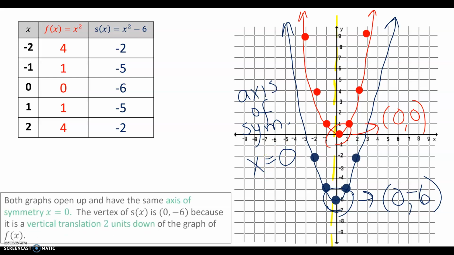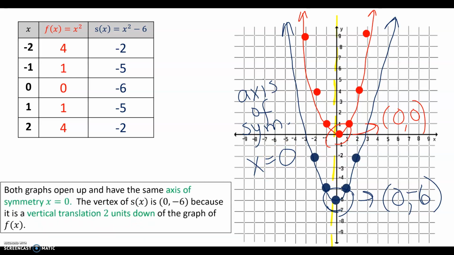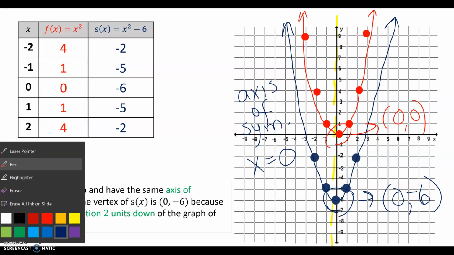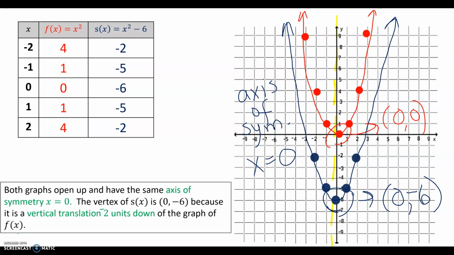So probably you can already guess it. This is what I'm going to write. Both graphs open up and have the same axis of symmetry, x equals 0. The vertex of s of x is 0, -6, because it is a vertical translation of 6 units down of the graph f of x. Okay, so all of these shifts are now vertical. They're moving up or you're moving down. Okay, so hopefully you know exactly what I expect.